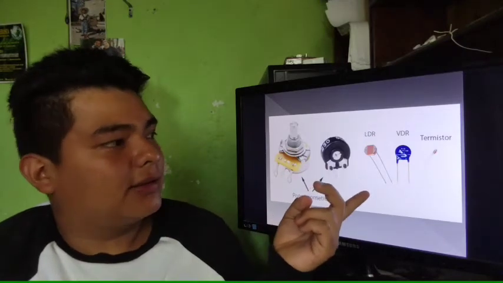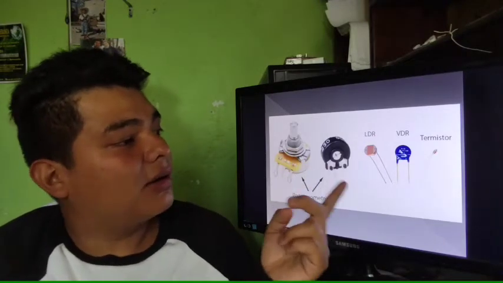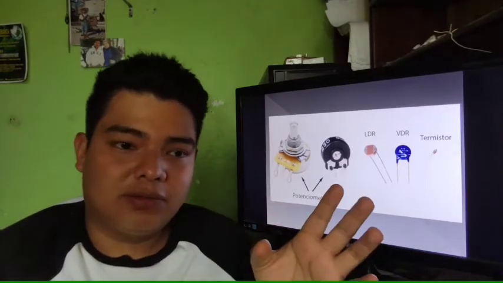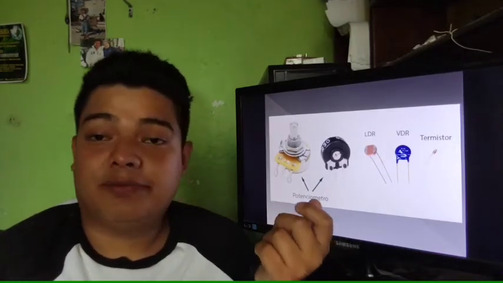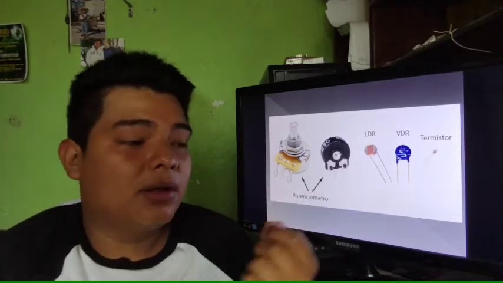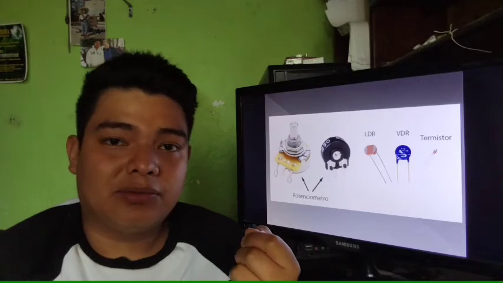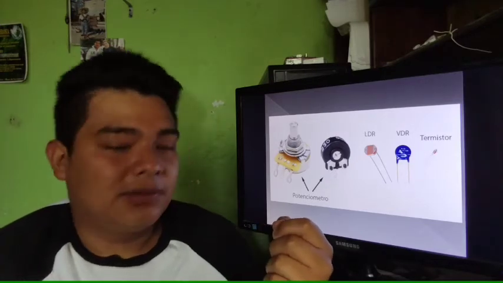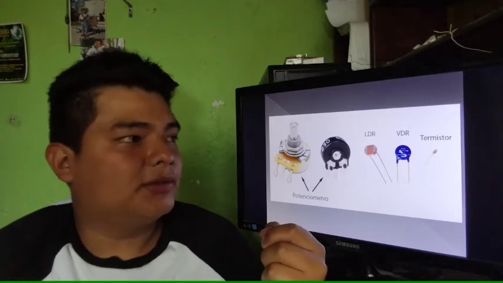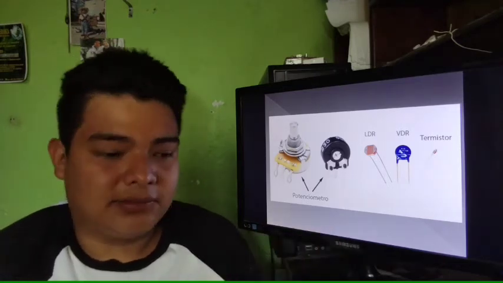The VDR and thermistor are more used in industries as a temperature sensor, because if you take a thermistor and increase the temperature of the component, the resistance increases or decreases depending on the temperature applied to the thermistor.